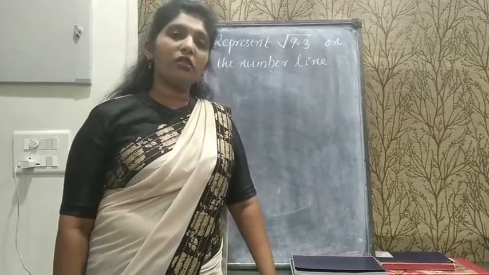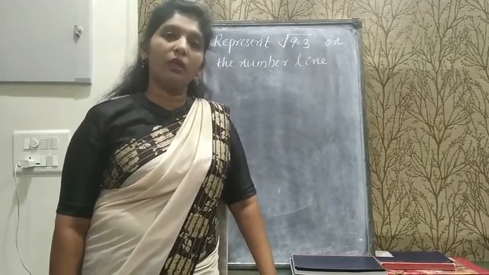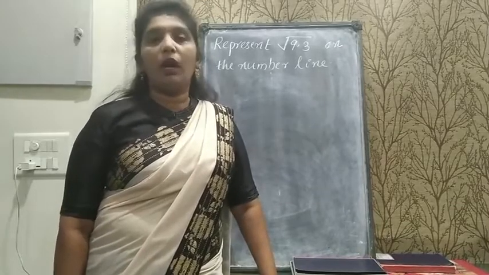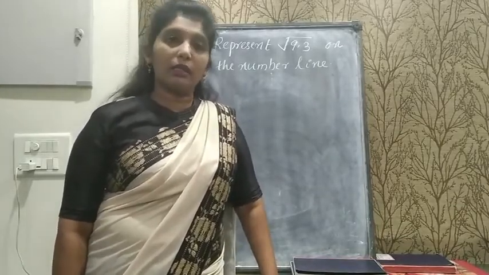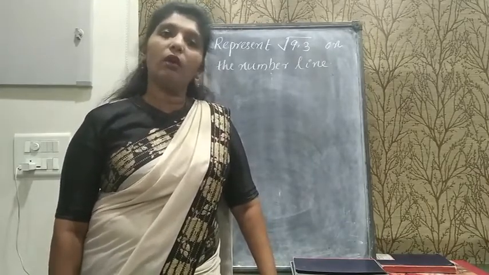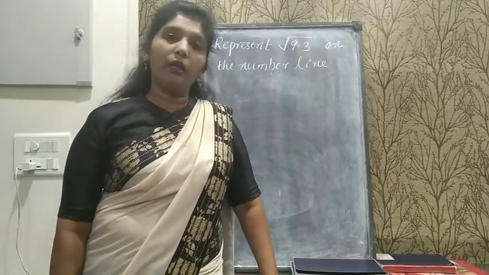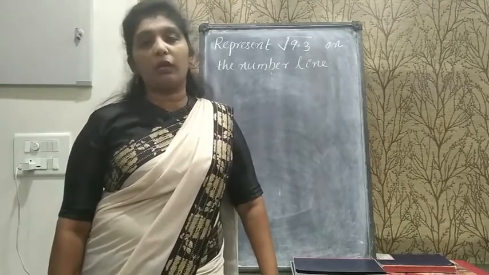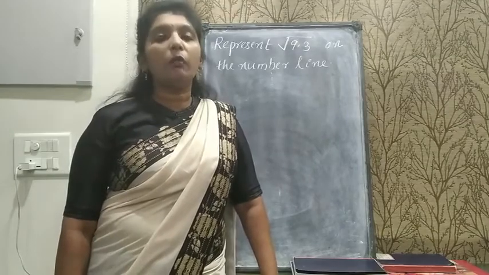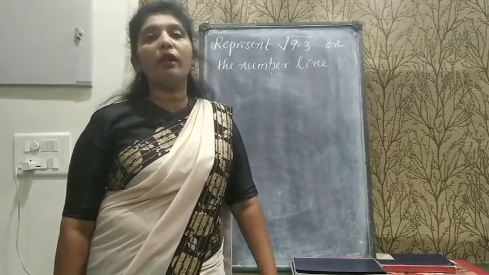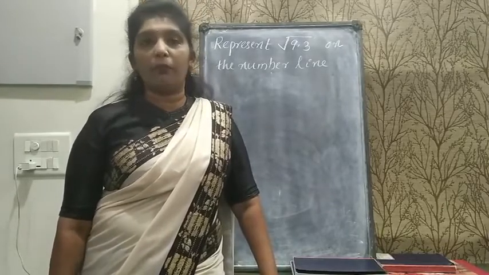Students, here I will show how to represent root 9.3 on a number line. Already in the previous exercise, you learned how to represent root 2, root 3 or root 5 on a number line using two methods. One was the spiral method and one was the direct method. Here I am going to explain how to represent root 9.3 on a number line.